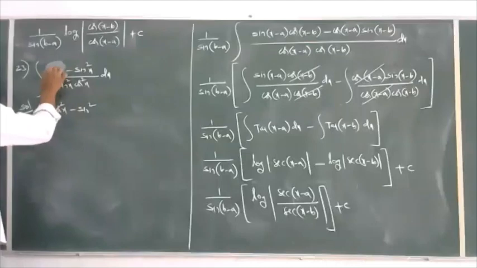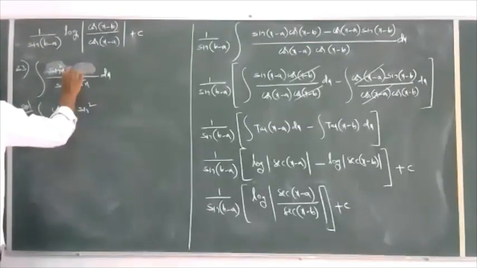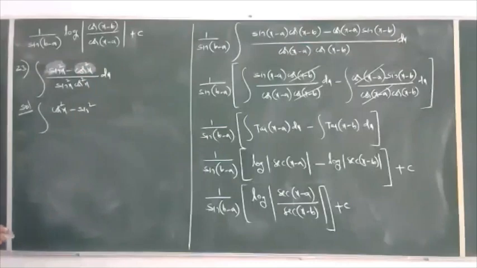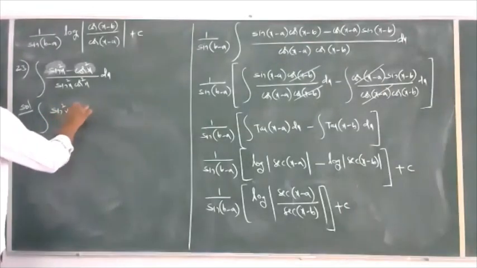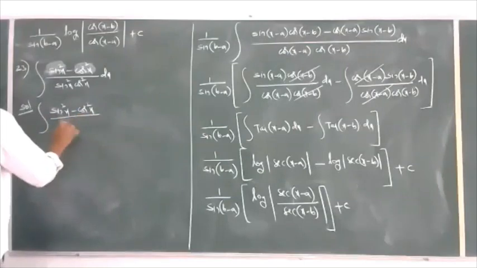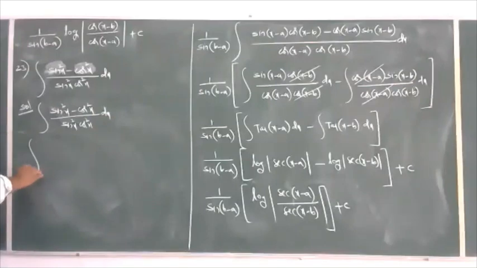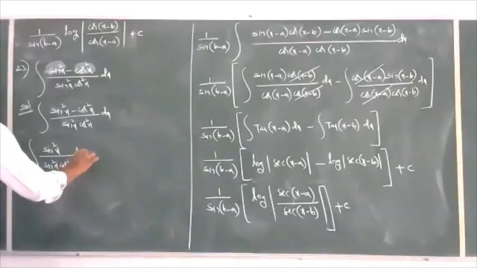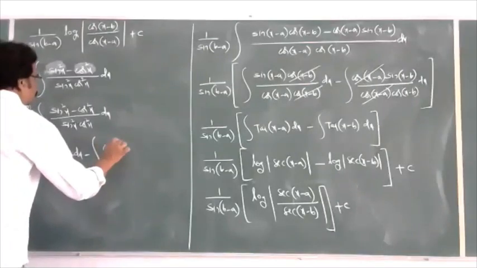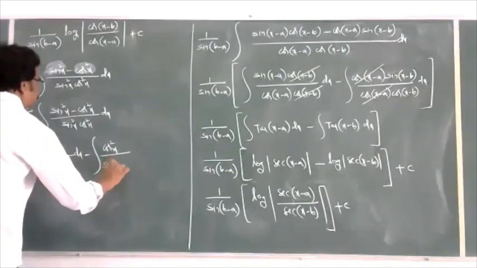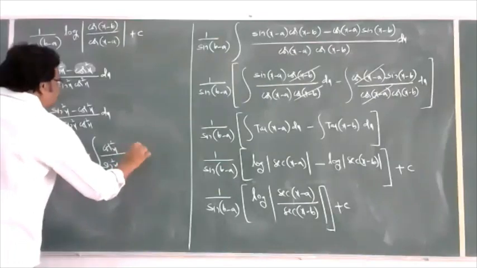So here given sin square x minus cos square x. Sorry, sin square x minus cos square x by sin square x into cos square x dx. So this can be split into two integrals: integral sin square x by sin square x into cos square x dx minus integral cos square x by sin square x into cos square x dx.